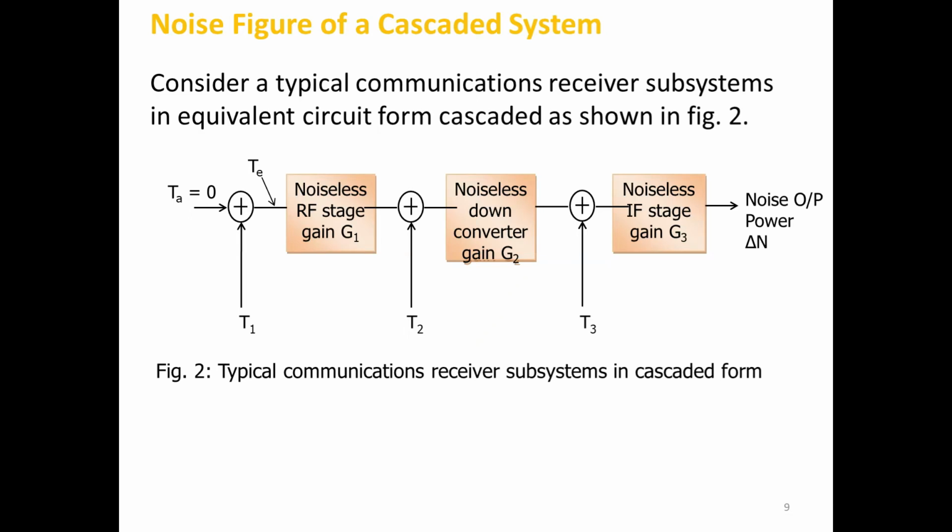Now, consider a typical communications receiver subsystem in equivalent circuit form cascaded as shown in Fig 2. You have at the input the absolute temperature, which is equal to T naught. You have the input temperature input to the first stage, which is the noiseless RF stage with gain G1. The next is the noiseless down converter with gain G2. The next is the noiseless IF stage with gain G3, as shown in Fig 2.